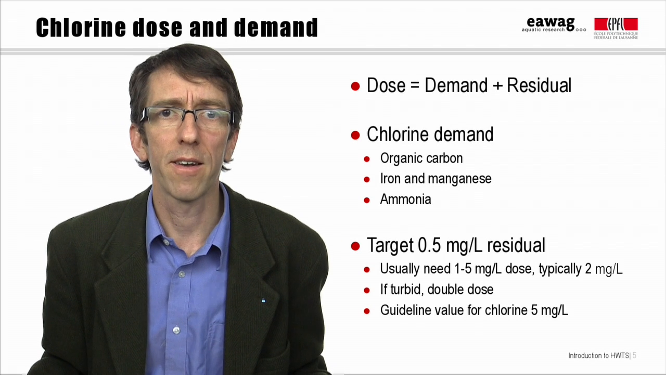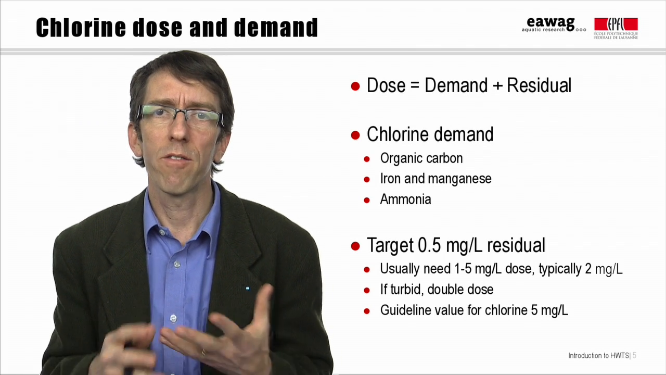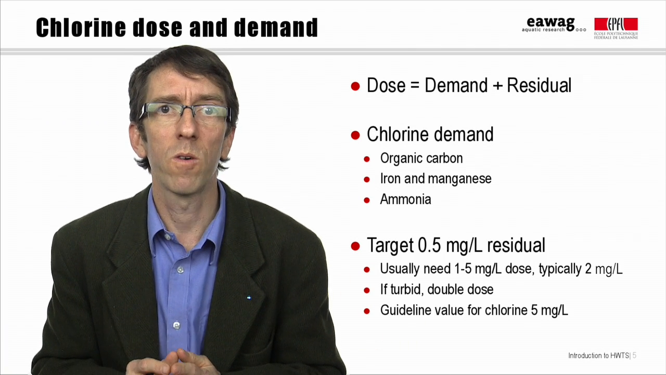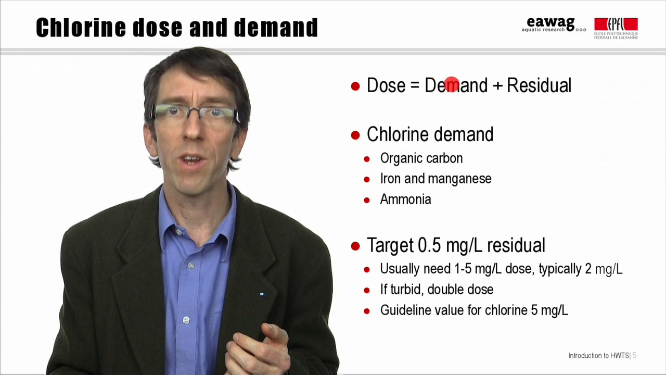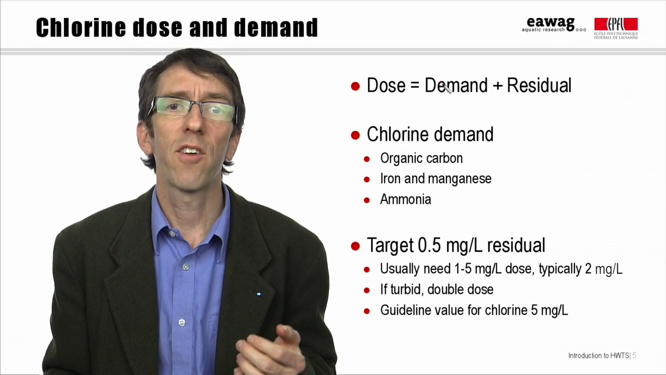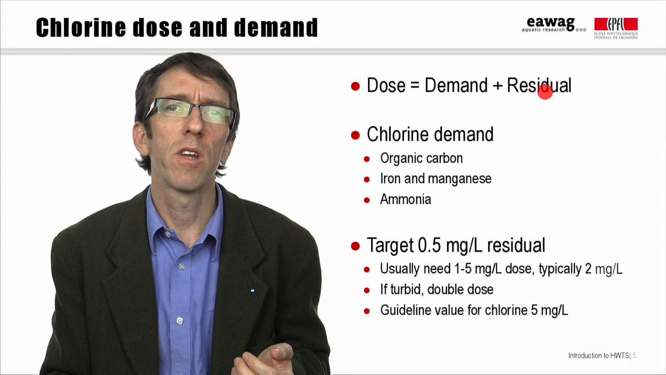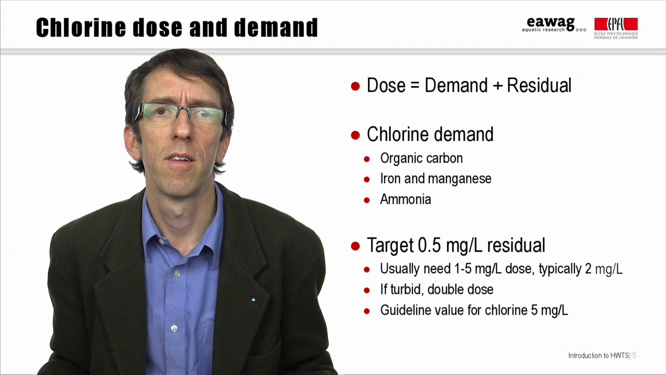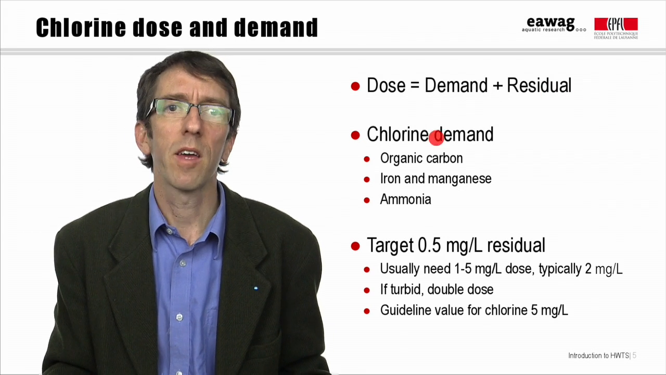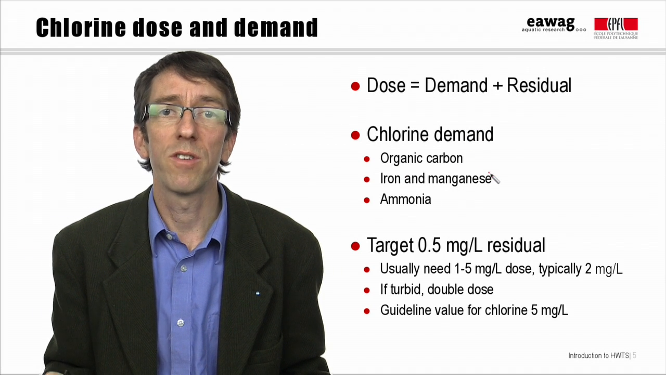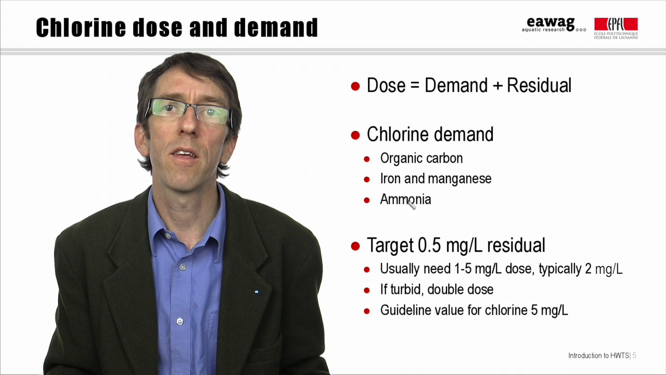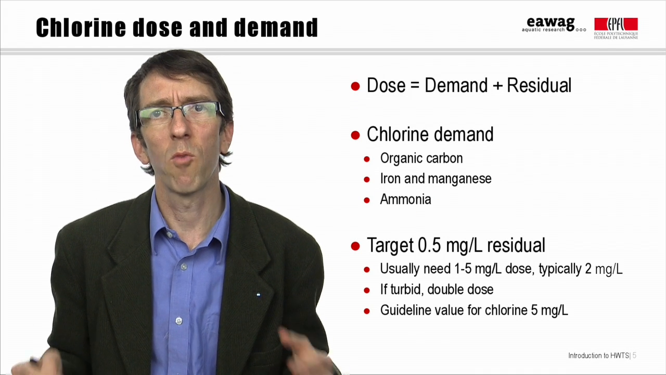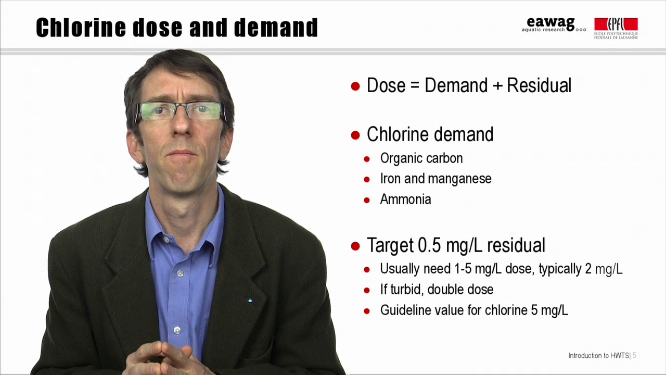Chlorine is highly reactive, and when added to water, a lot of the chlorine will react with natural chemicals in the water. So the dose has to be big enough to meet both the chlorine demand of the water and to produce a residual that is strong enough to kill the target pathogens. Chlorine demand can be caused by organic carbon, which is naturally present in surface waters, but also by iron and manganese or ammonia, which tend to be more present in groundwater.